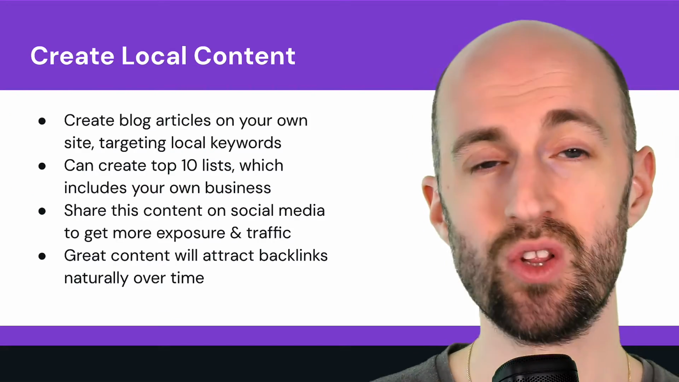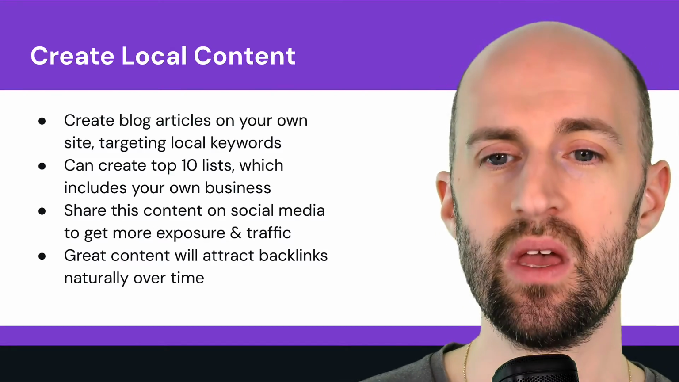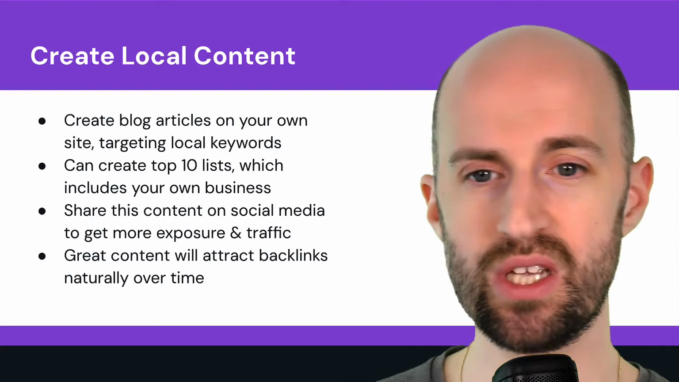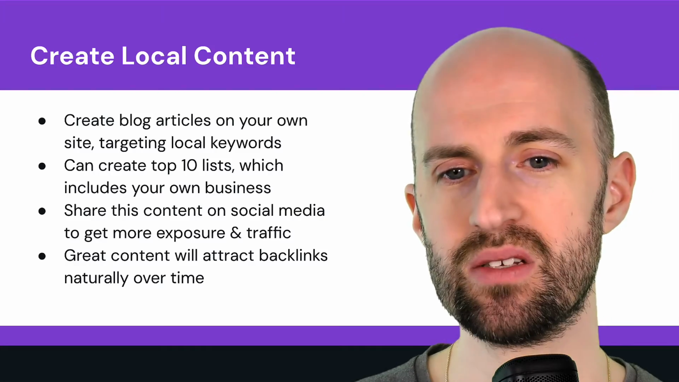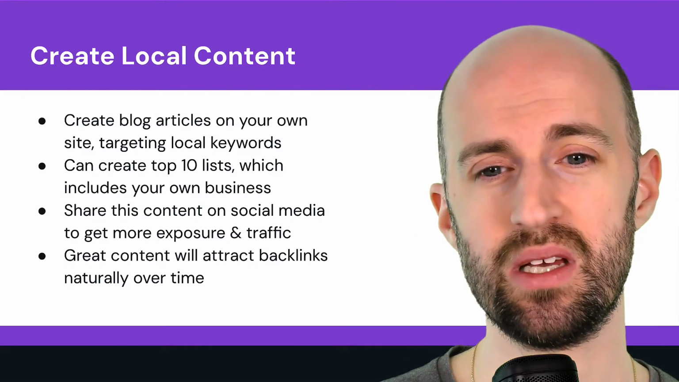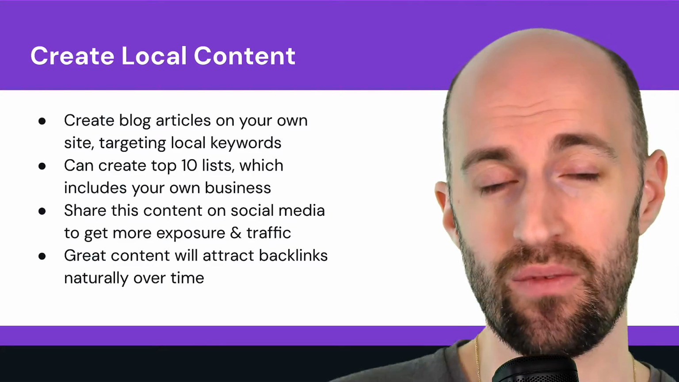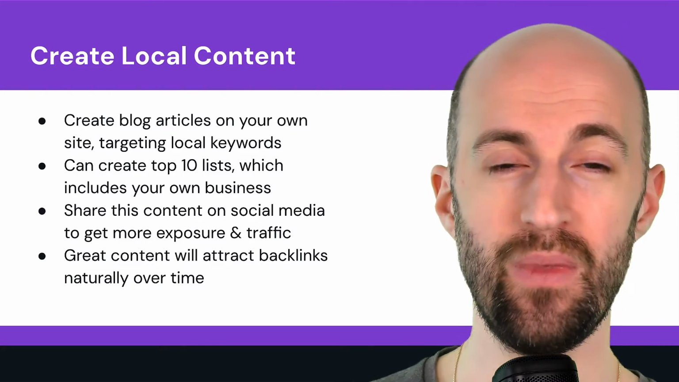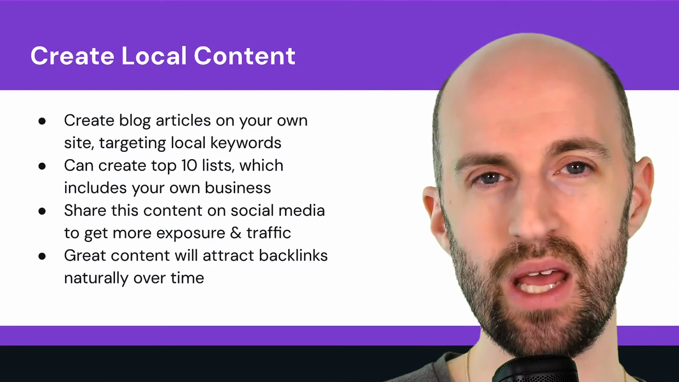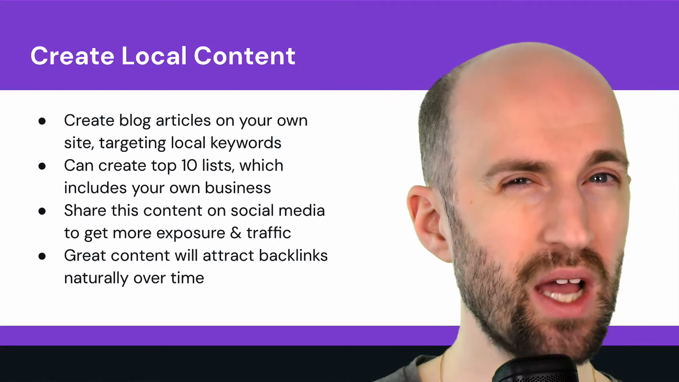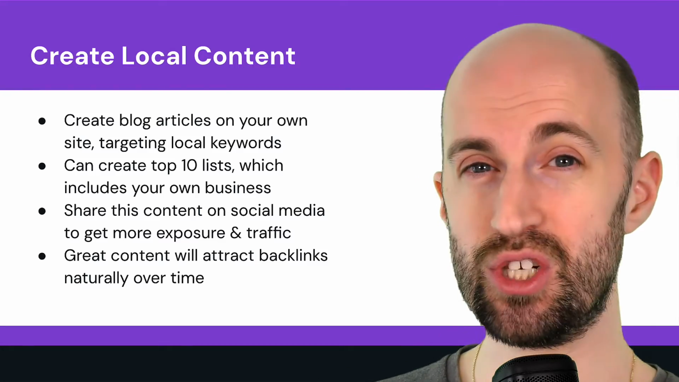So next is creating local content. This is the fifth strategy. You would create blog articles on your own site, but you target local keywords. So you can create, let's say, top 10 lists or top 20 lists, which include your own business. Like, let's say the top 10 cafes. If you're a cafe, you might create a post that says top 10 cafes in your city or your town name. Now, you might be wondering off the bat, why would I promote other businesses? Well, the thing is, people are going to be searching that anyways.